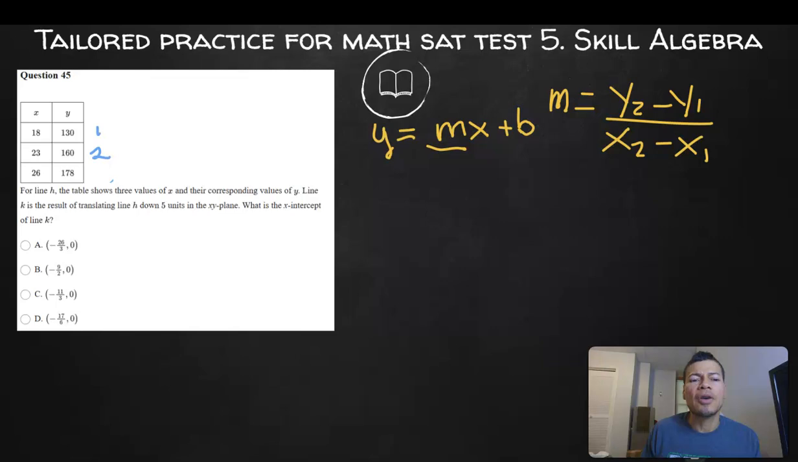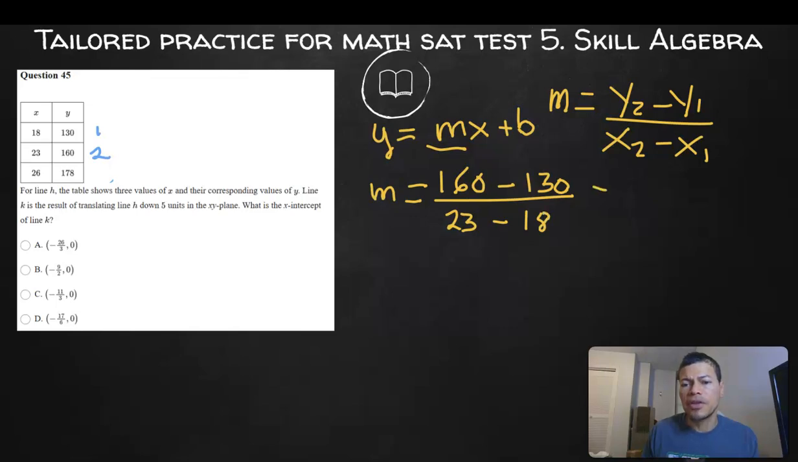So now we are going to plug them in the formula. My m is going to be equal to, my y2 is the y coordinate of the second point, which is 160. So I'm going to plug it in here. 160 minus, now I'm going to use the y coordinate of my point 1, which is 130. I'm going to divide that over x2, which is the x coordinate of my point 2, which is 23, minus x1, which is the x coordinate of my point 1, which is 18.